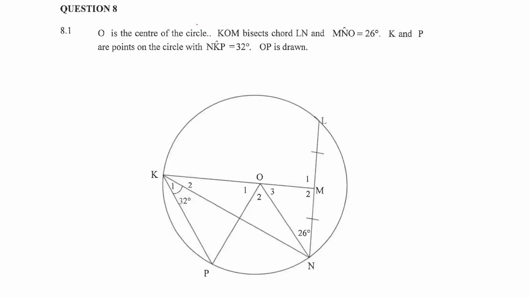O is the center of the circle. KOM bisects chord LN, and angle MNO equals 26 degrees. K and P are points on the circle with angle NKP equals 32 degrees, and OP is drawn. The diagram is very clear below. We proceed now to look at the questions at the bottom.